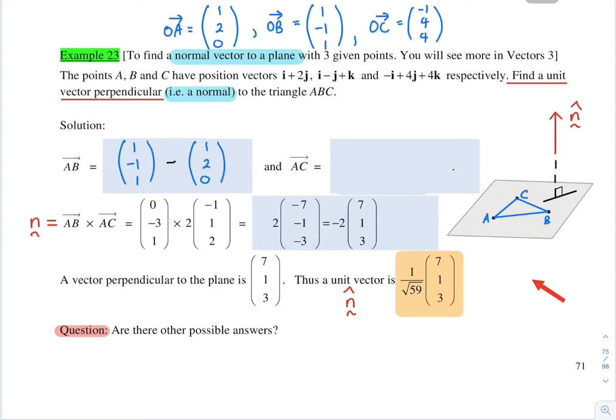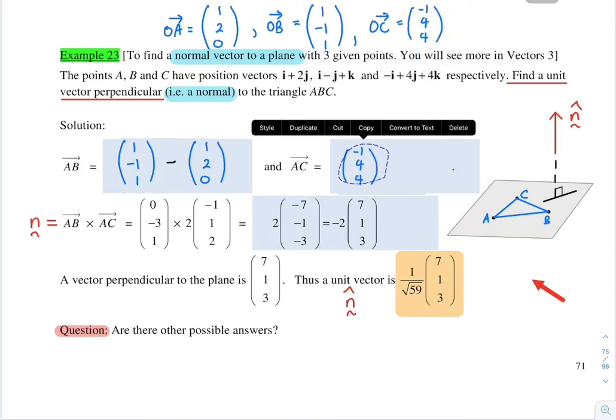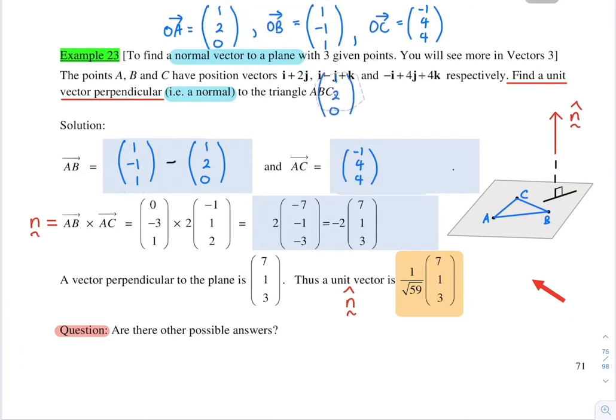Right, and then AC is OC minus OA. Right, so AB is OB minus OA, AC is OC minus OA. We will get AB and AC.